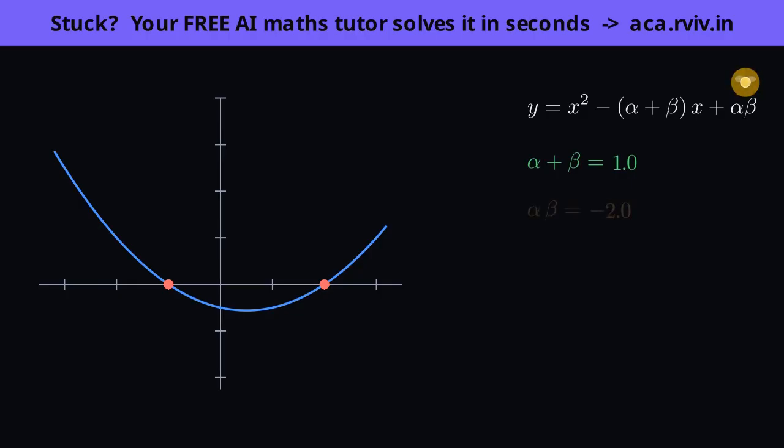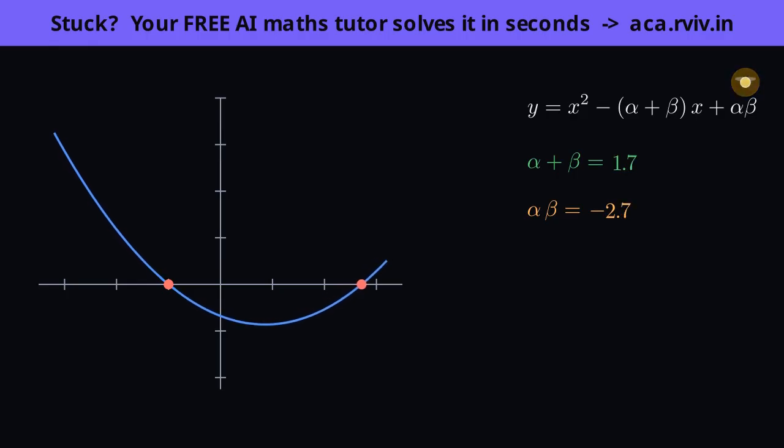I'll track 2 live numbers as I slide the zeros, their sum, alpha plus beta, and their product, alpha beta. Slide the right-hand zero outward and watch. The sum climbs, and the product climbs with it, and the whole curve reshapes itself to keep passing through both marked points, because those points are the zeros. The numbers on the right aren't decoration, they're the coefficients being born from the roots.